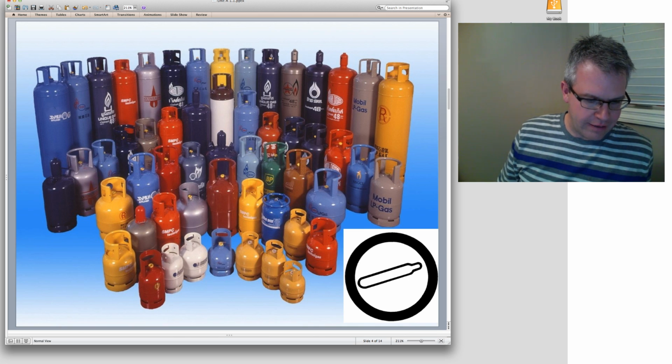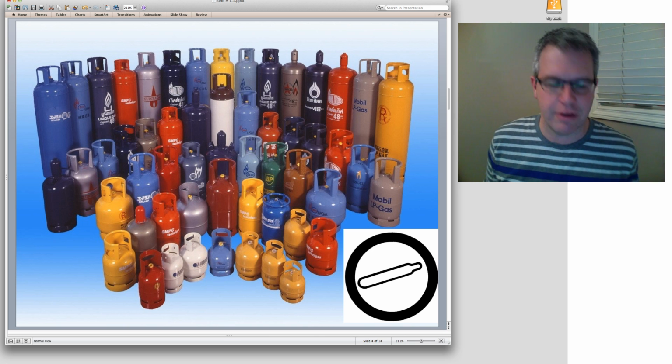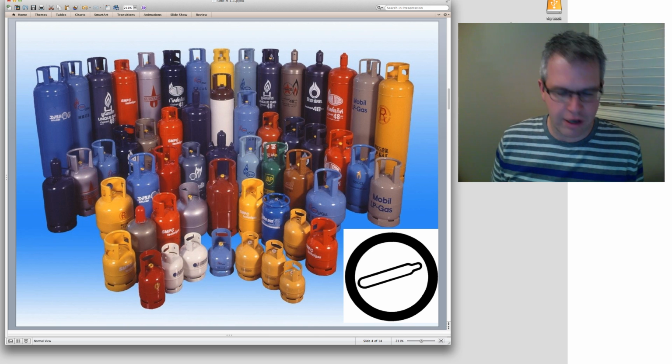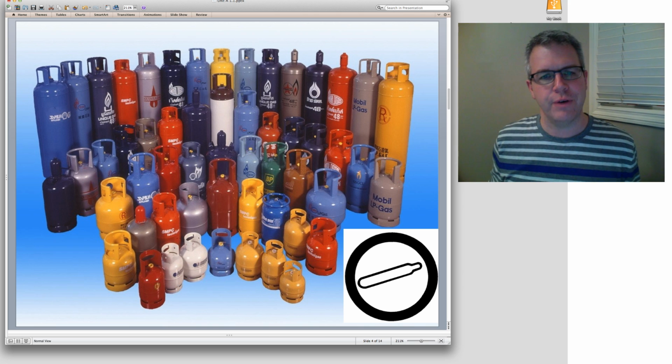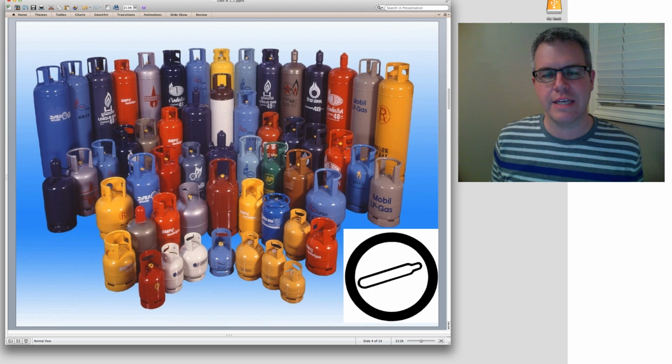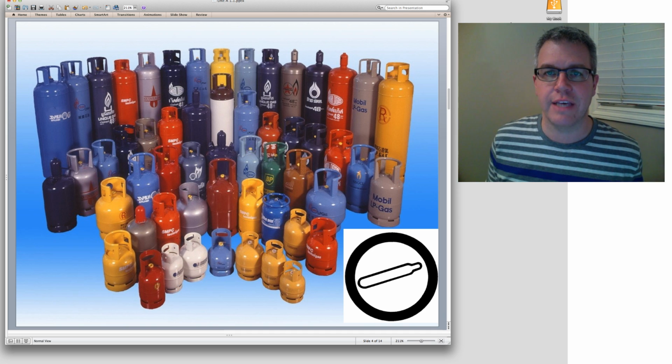So it's basically a gas that's kept under pressure. Heat may cause the container to explode. So if you see one of these, and I'm going to guess that most of you have seen a propane tank before. There's a number of different things that are stored in these cylinders. So basically it's a gas that's under pressure.